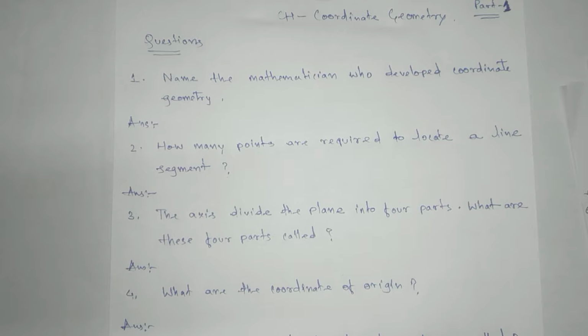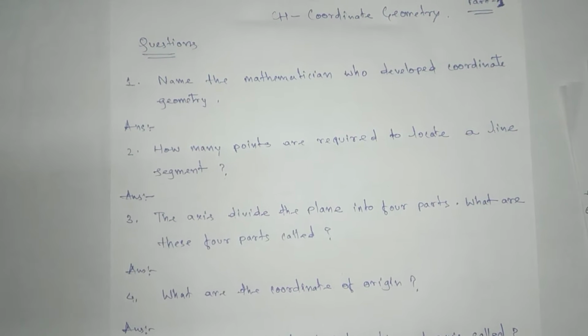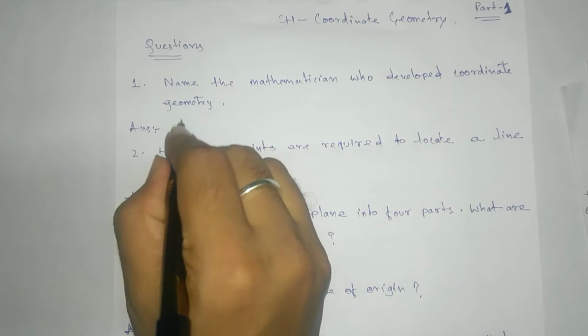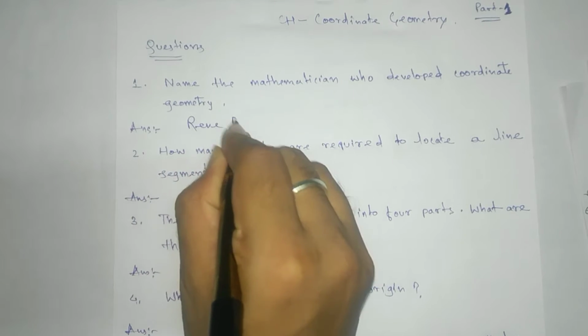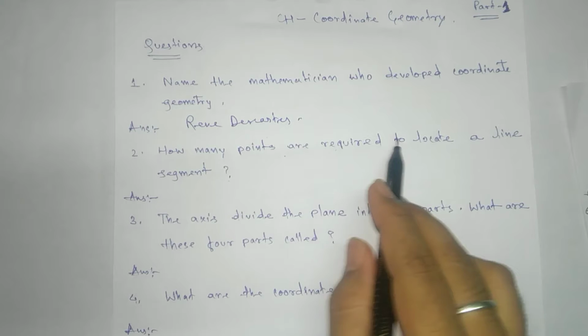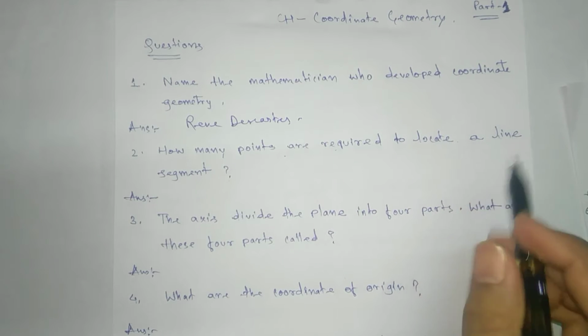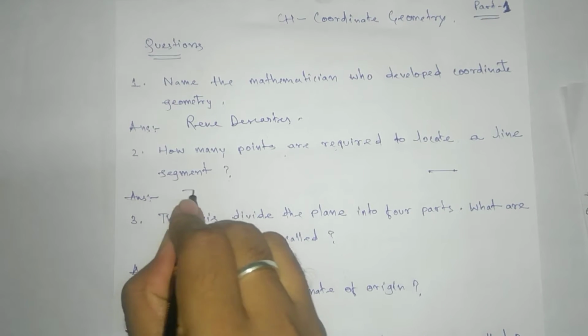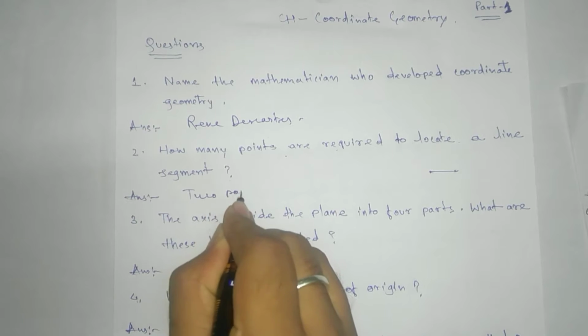These are very short questions. Name the mathematician who developed coordinate geometry. Rene Descartes. Next, how many points are required to locate a line segment? 2 points. Your answer is 2 points.